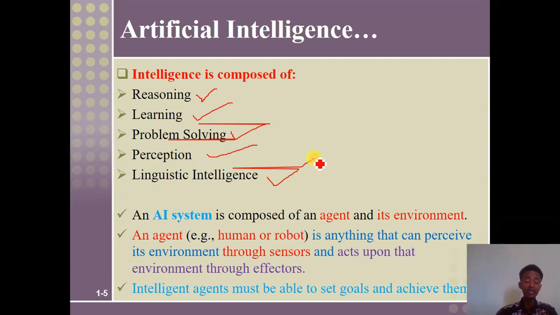So generally, our artificial intelligence system is composed of two things. The first one is the agent and the environment. An agent, maybe a human or a robot, is anything that can perceive its environment through different sensors and act upon that environment through actuators. So artificial intelligence can be marked as agent and environment.